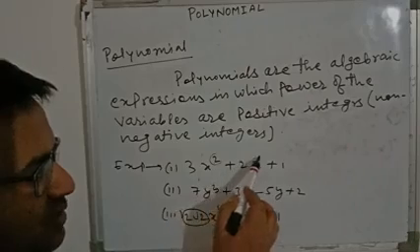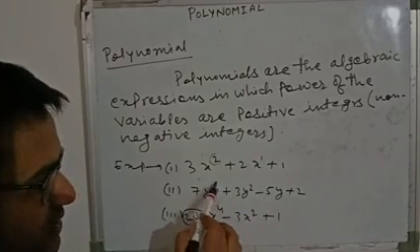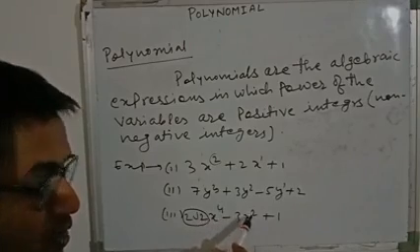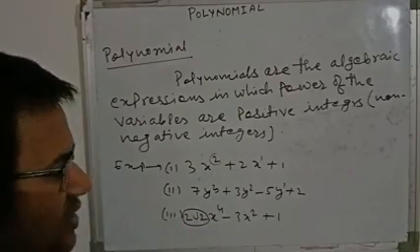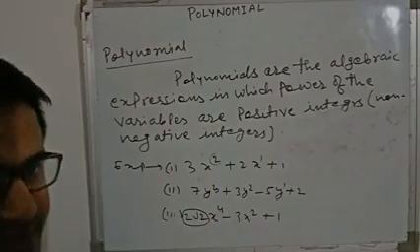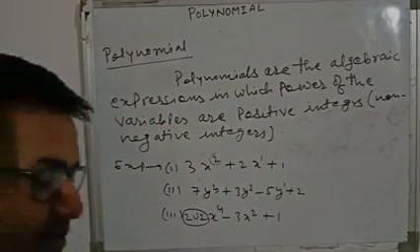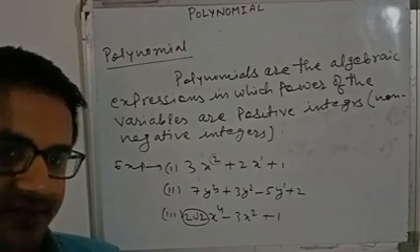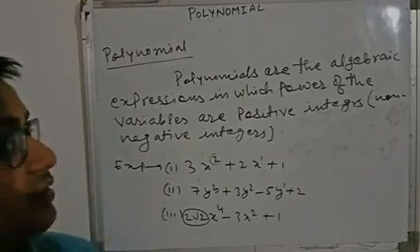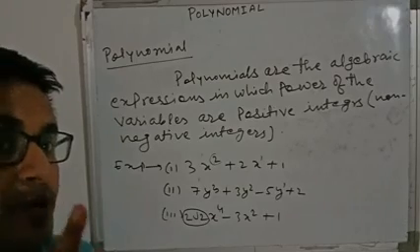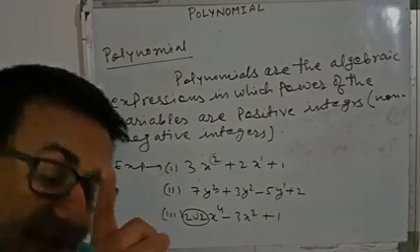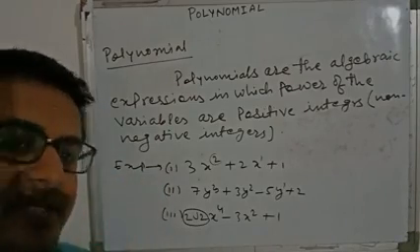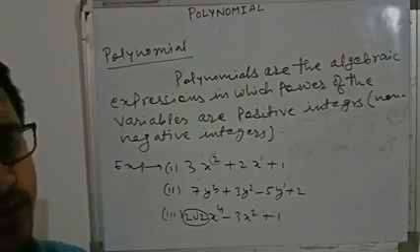If this is 2, this is 1, here also the variable power is 3, 2, 1, here also the variable power is 4, 2, all are positive integers. That's why all these are polynomials. So polynomials are the algebraic expressions in which the power of the variables are positive integers. It means that all algebraic expressions are not polynomials. The algebraic expressions in which the power of the variables are non-negative integers or positive integers, they are only polynomials.